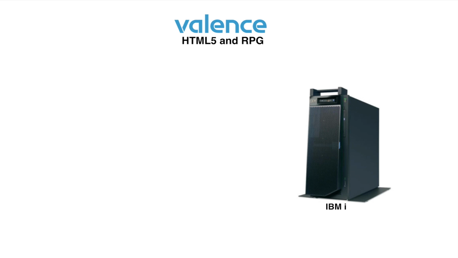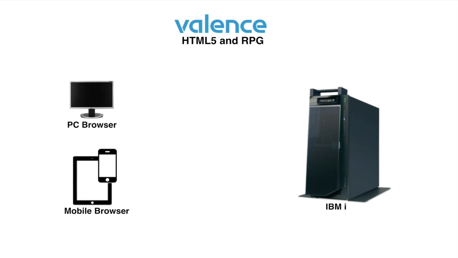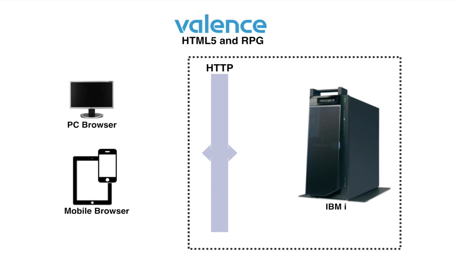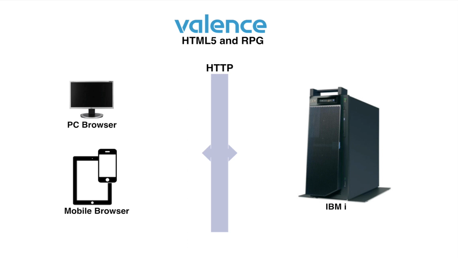At a macro level, you have your server side, a Power system running IBM i, and on the client side, you have your PC browser and your mobile device. In between the two, you have an HTTP layer, which in the case of Valence is running on the IBM i's integrated Apache server. Now you have data going back and forth between the two sides, and we'll talk more about that later, but right now I want to zoom in a little bit on the server side and talk about what's going on here.